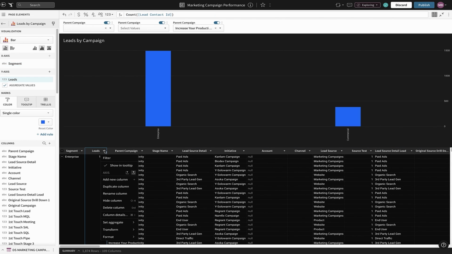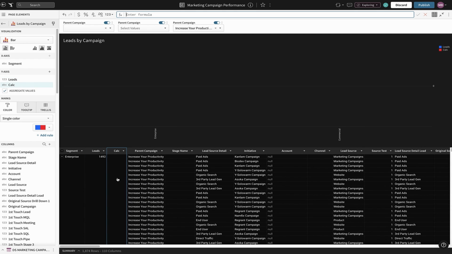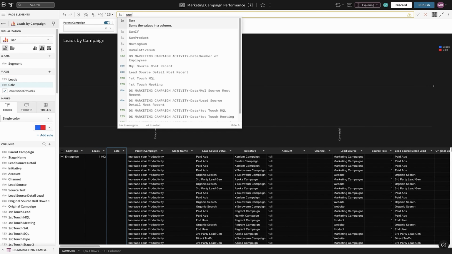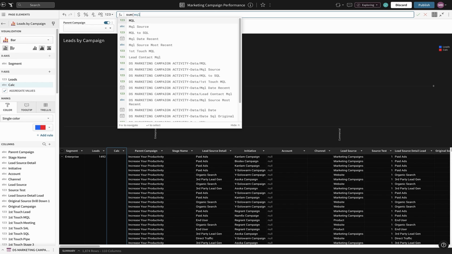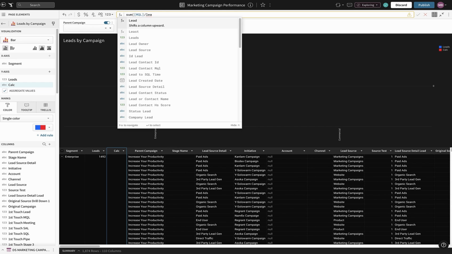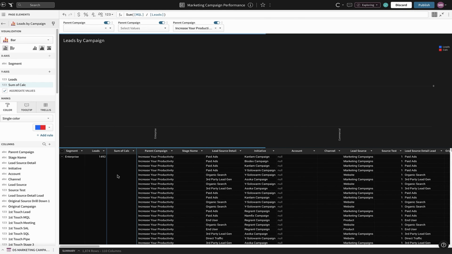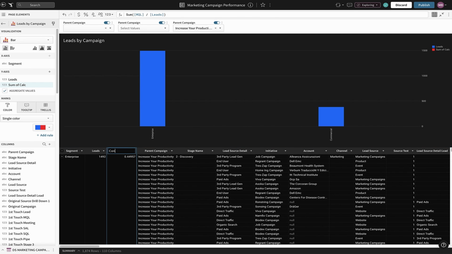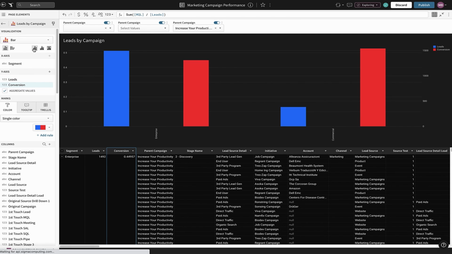But how well are we doing in converting our leads? We can answer this by creating the calculation directly in the spreadsheet-like interface in the chart. Let's sum the qualified leads and divide it by the total leads for each segment. We'll call this conversion. Next, let's modify the chart to view leads and conversion rates side by side.